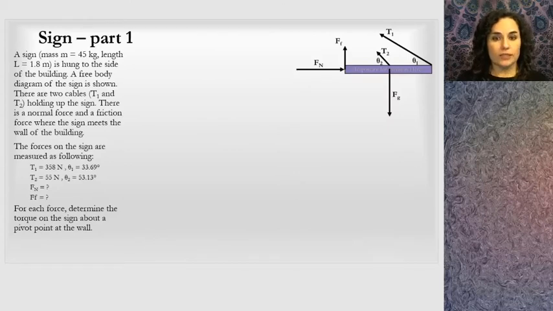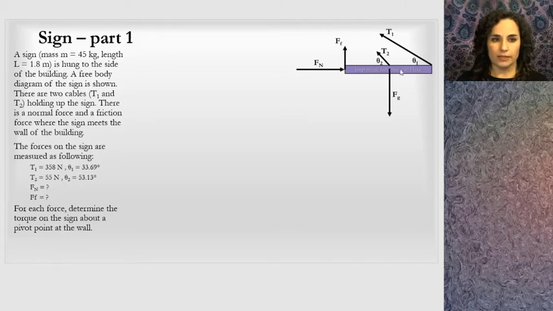I'm just going to practice calculating torques with you. I made a sign here. The sign has some important information on it. And it's held up here by complicated things, and I return to this problem in another lecture. It says a sign of mass 45 kilograms and length 1.8 meters.